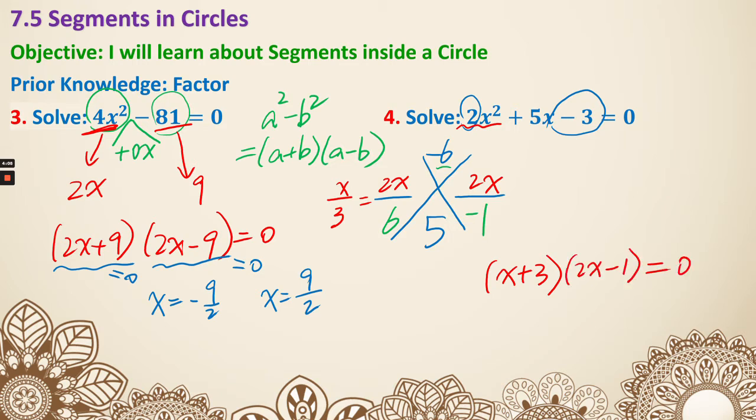Now it's time to actually solve. We set each parenthesis to 0. x plus 3 equals 0 gives us x equals negative 3. And 2x minus 1 equals 0, after solving, gives us x equals 1/2. These are review for factoring. Now let's get into today's lesson.